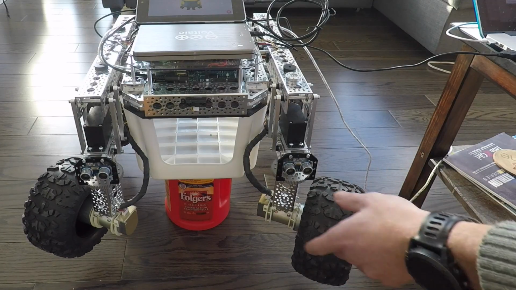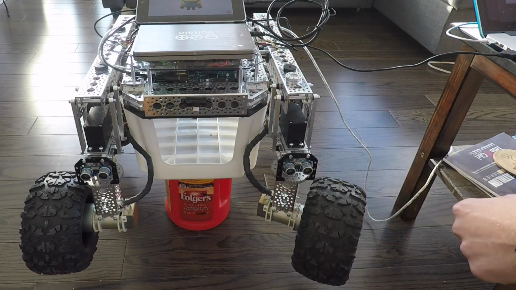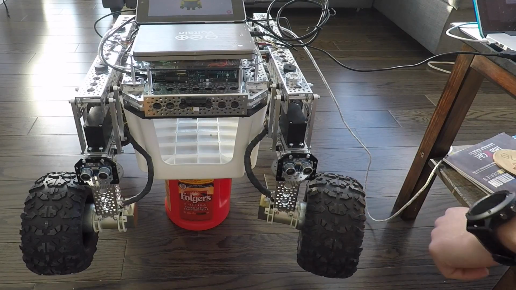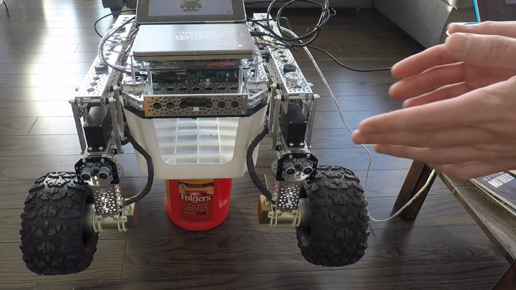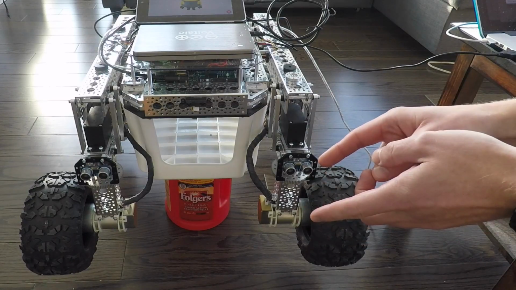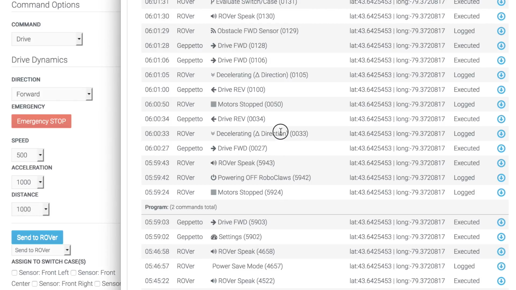So he's done that, and now he's going to straighten out the wheels, as you can see, starting with the front right, followed by the front left, and all the way around. You saw him drive forward, drive backwards, drive forward again. And one of the issues had to do with what you see here in the command center, this deceleration of change of direction.